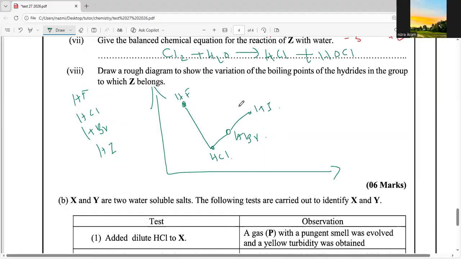So boiling point depends on the molar mass. So HI has greater molar mass, greater boiling point. Next greater molar mass is HBr, then HCl. That's how it comes, okay? So HI has to be lower than HF when you're drawing that curve.